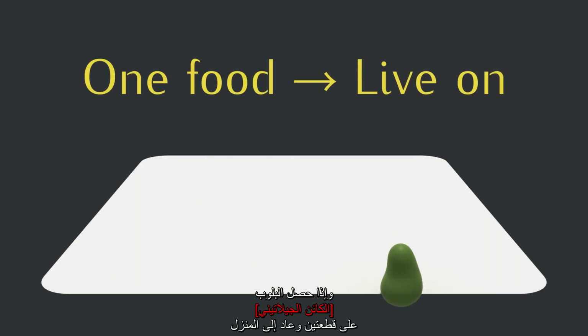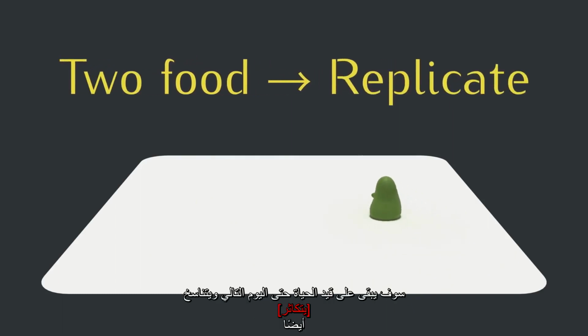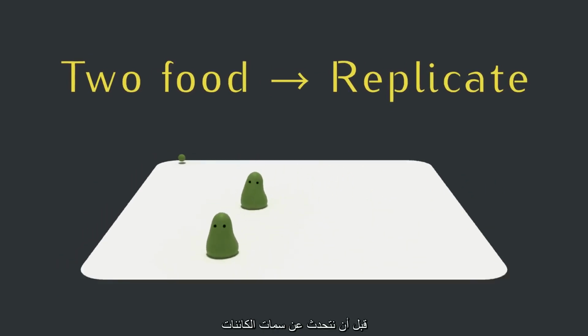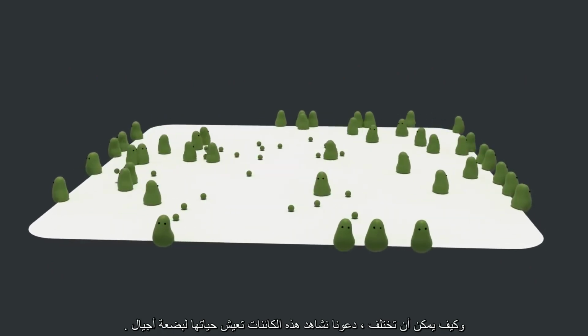And if a blob gets two pieces and gets home, it will survive to the next day and also replicate, adding another creature to the next day. So that's the environment. Before we talk about a creature's traits and how they might vary, let's just watch these creatures live their lives for a few generations.